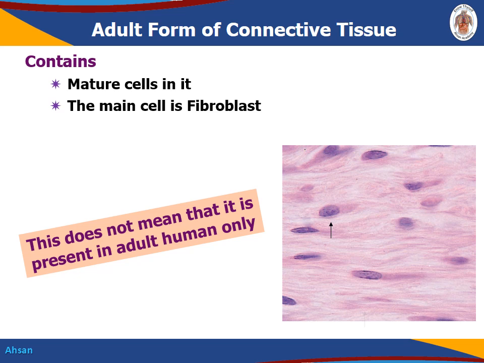The black arrow is indicating the cell. This is the fibroblast, and it contains large amount of extracellular matrix. This blue arrow head is in the extracellular matrix.